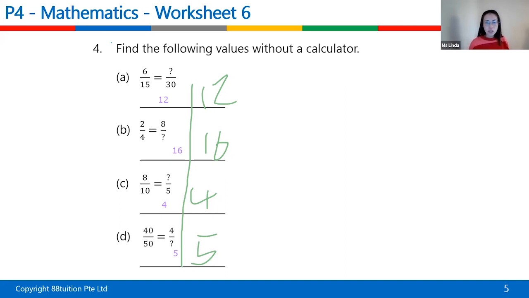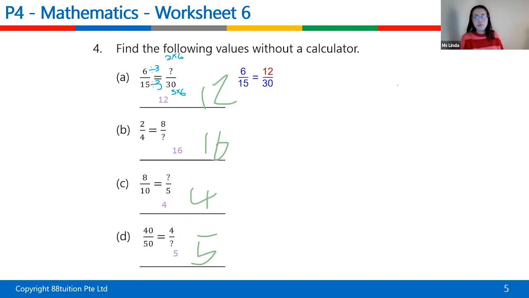All right, so let's take a look. Find the following values without using a calculator. So you have 15. How do you get your denominator 30? So if you take 15 divide by, say, 3, very good. Divide by 3, divide by 3 on top as well. So if you divide by 3, you get 2, below you get 5. And then 5 times your 6 will get you 30. Then you times your 6 on top as well, you get 12. Okay, so your answer is 12 over 30.